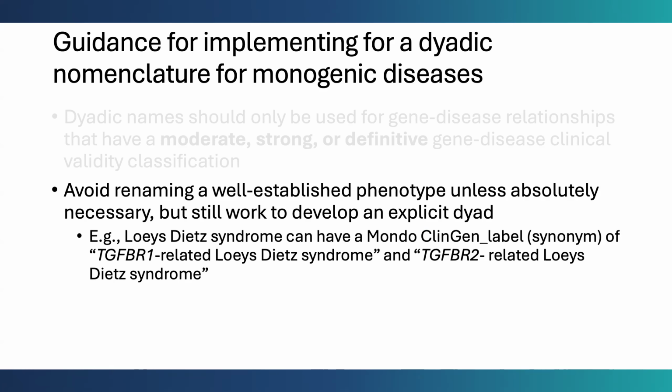And why? Because Loeys-Dietz is not just one gene, one phenotype like Marfan syndrome. There are multiple genes, right, that can cause the same phenotype. We're going into heterogeneity there. So now we have TGFBR2, and this is how we would end up promoting an explicit dyad and still using those well-established names.